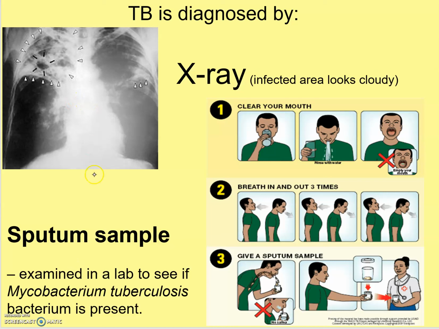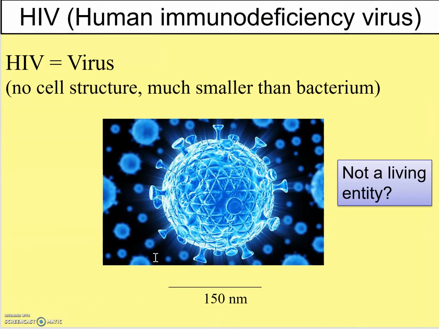Diagnose it by X-rays and sputum samples. So that's how TB can be diagnosed. Okay, so hopefully you'll write something about those things in your assignment. HIV is our virus that we're going to look at.